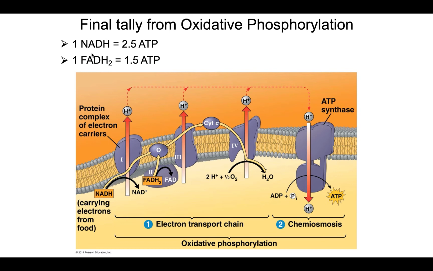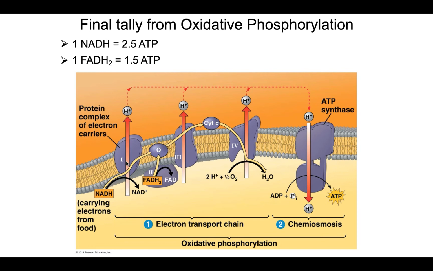Per FADH2, we get 1.5 ATP made. Why is there a difference? Well, let's take a look. FADH2 passes its electrons to Q from complex 2, therefore bypassing complex 1.